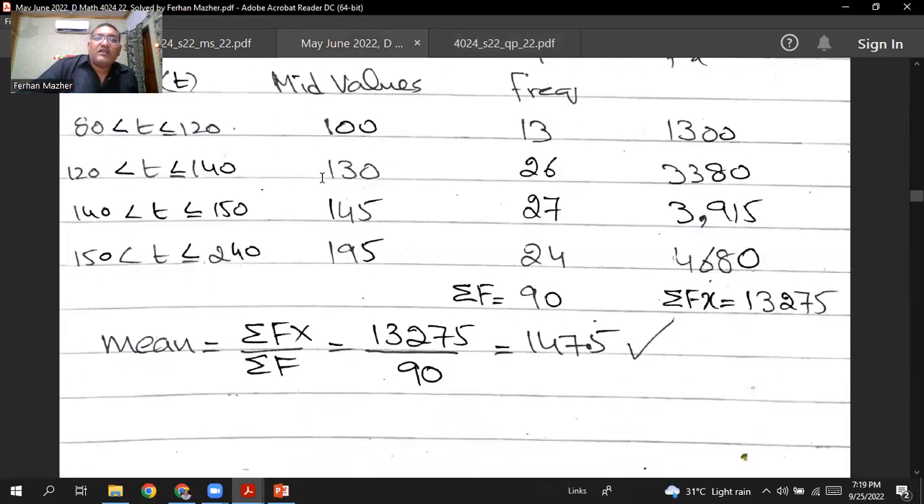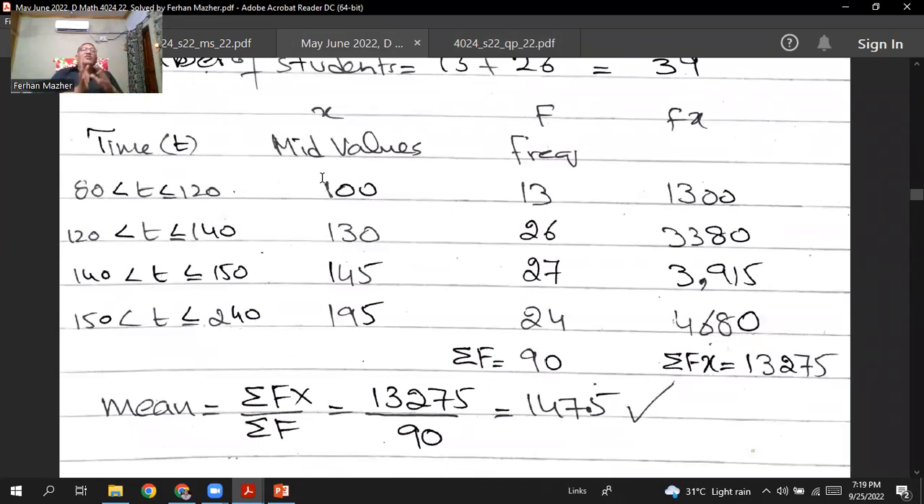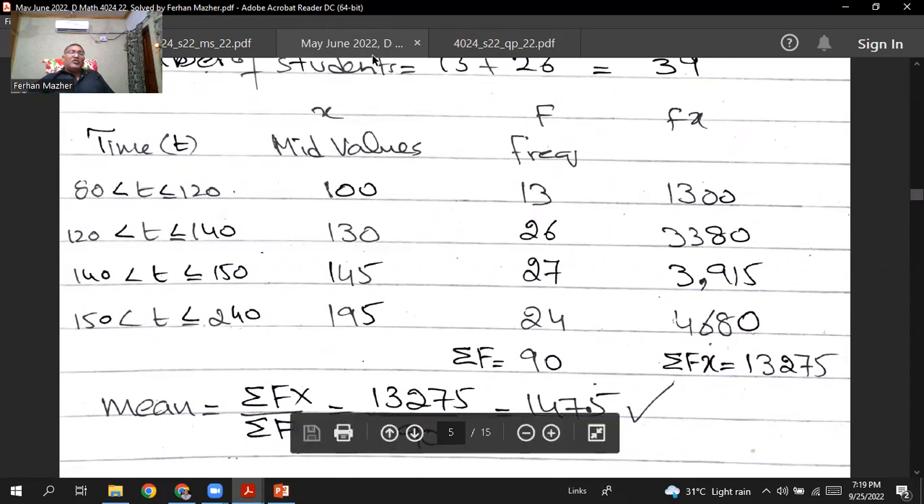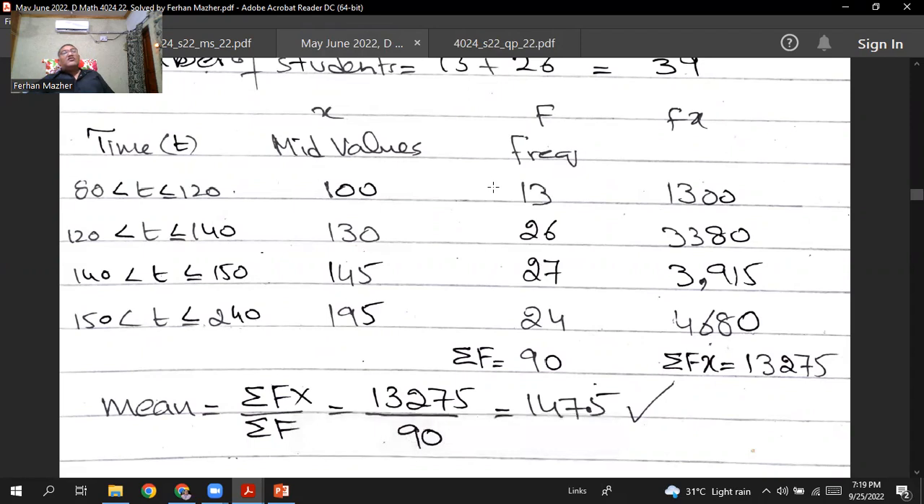Very simple. Okay. So from 80 to 120, the mid value will be 100. How do you get the 100? 80 plus 120 equals 200, divided by 2 equals 100. Mid value of the 120 to 140, that will be 120 plus 140 divided by 2. You get 130. 140 plus 150 divided by 2, that will be 145. 150 plus 240 divided by 2 equals 195. So you got the mid values. I call them x, and the frequencies are already given there.